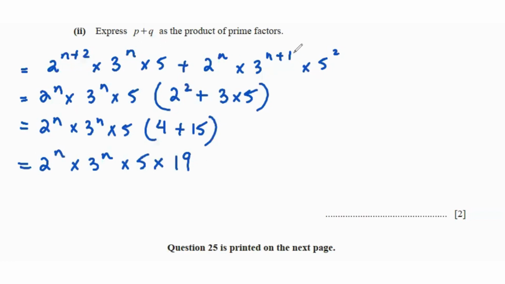Basically, just see what's common, factorize the entire thing. 2 to the power of n was present in both things, 3 to the power of n and 5. So whatever is left behind comes in the bracket. So 2 square plus 3 times 5, and that's 19.